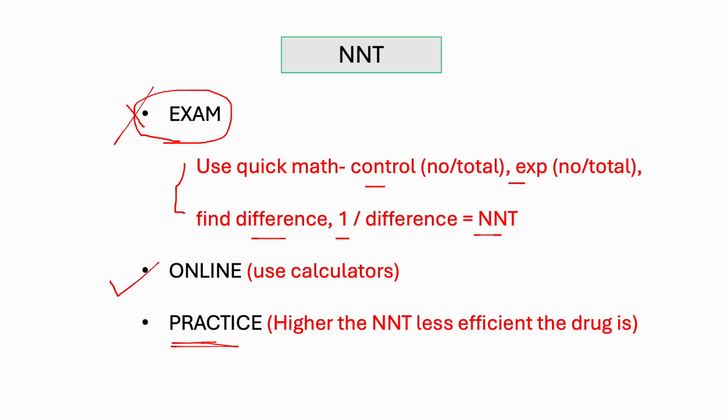In practice, the bottom line is that if you have a study with a higher number to treat, that means this drug or this intervention is less efficient. So this is a very important message. If the number to treat is small, suppose it is 1, it means the drug you're using is very efficient. But if the number is 12 or 13, it means you have to treat 12 patients to get an effect on 1. Sometimes they ask you this in verbiage form or narrative form.